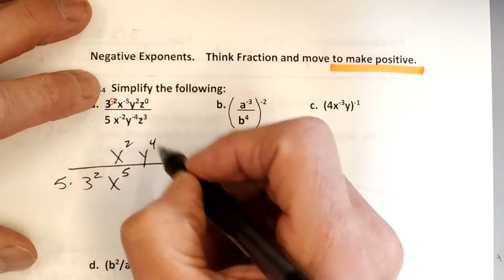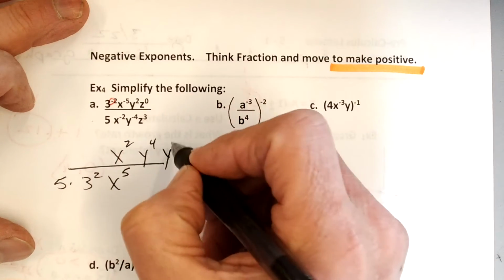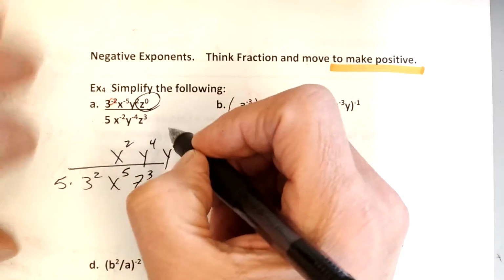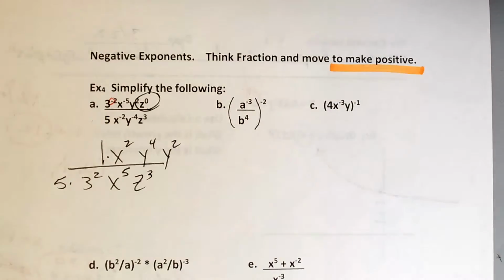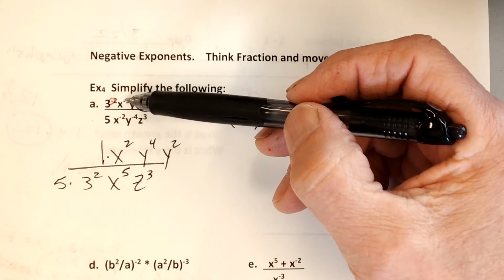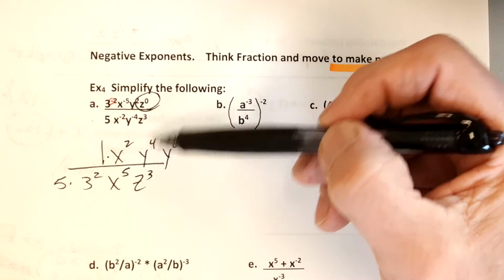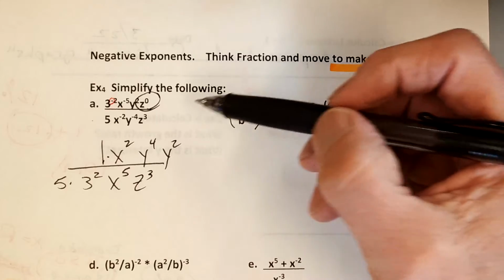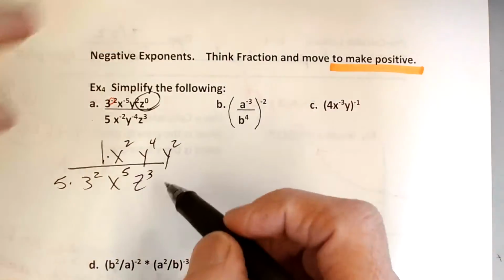I've got a y to the second here, right? I've got a z cubed here. And anything to the 0 power is the number 1. I don't really need the 1. Okay, how am I doing? If there's a negative exponent, I move it up or down to make it positive. To make it positive, I had to move it down or move it up, okay? Anything to the 0 power is the number 1, so now I'm just going to simplify this.